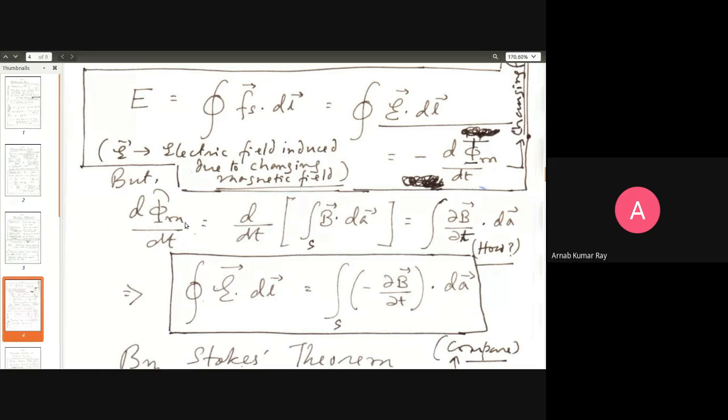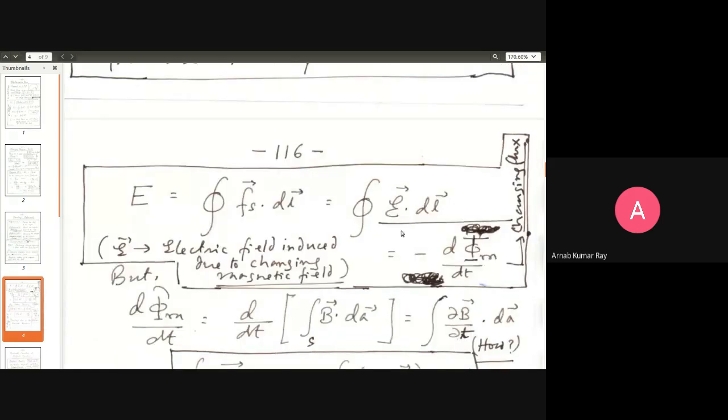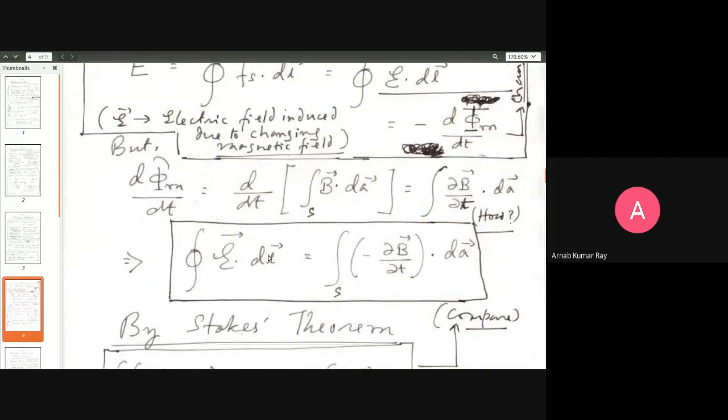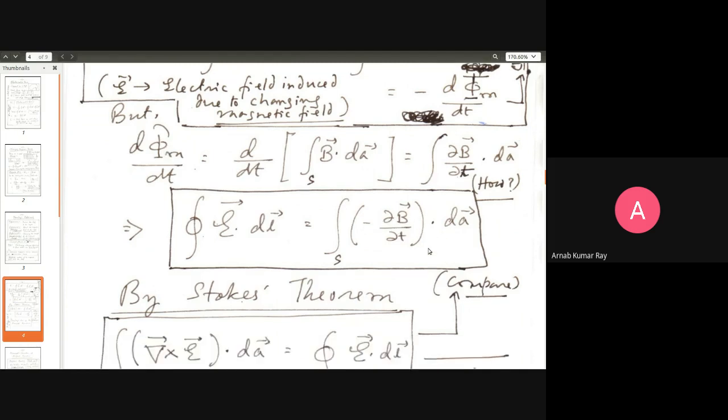But then d dt of phi m is also equal to the closed loop integral of minus E dot dl. So this thing is this with a minus sign, and that minus sign I'm putting here. So the closed loop integral of E dot dl is minus d dt of phi m. And minus d dt of phi m will be minus the surface integral of del del t of B dot dA. Fine, we have got up to here.